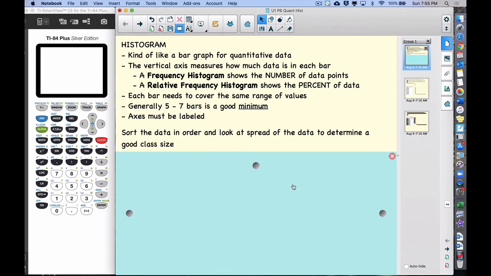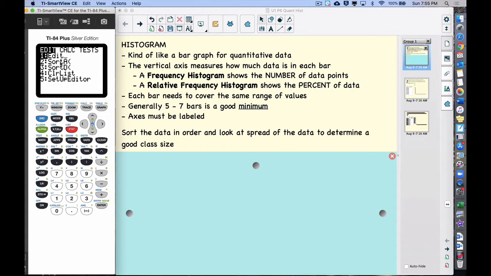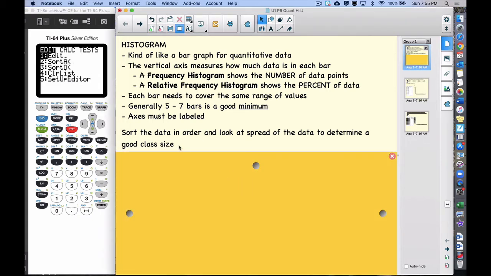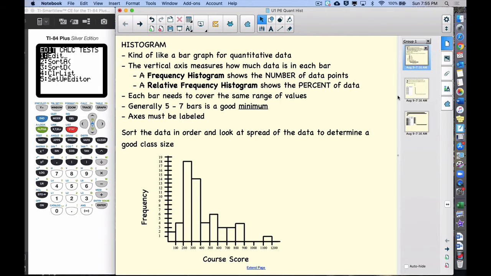In general, if you're starting to make a histogram, it's a good idea to sort your data and put it in order. We already talked on the calculator in an earlier video about how to do that with the sort in ascending order command. And then look at how spread out your data is in order to determine what your class size should be. So we'll look at making one in a minute, but here's a histogram that's already been made.